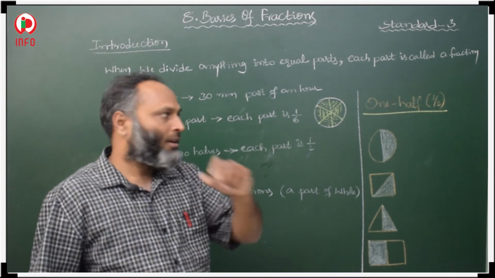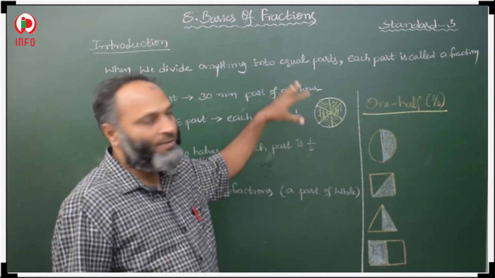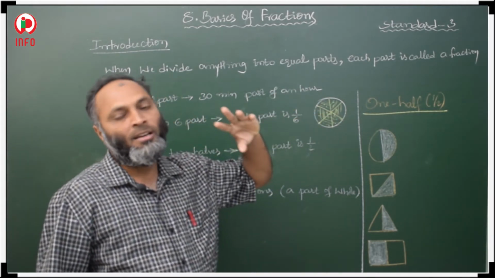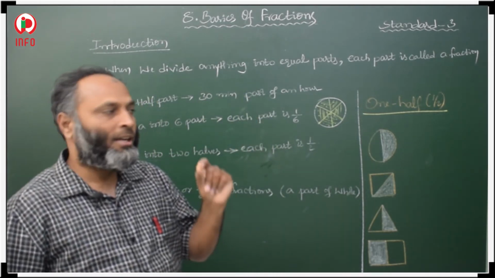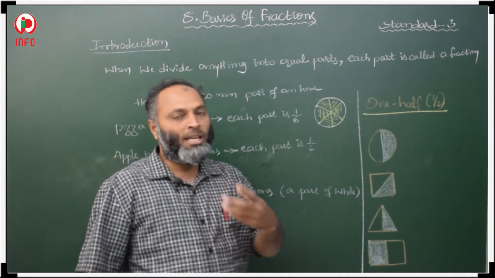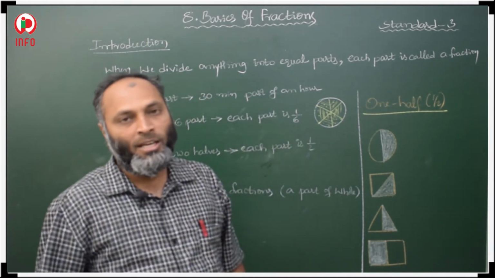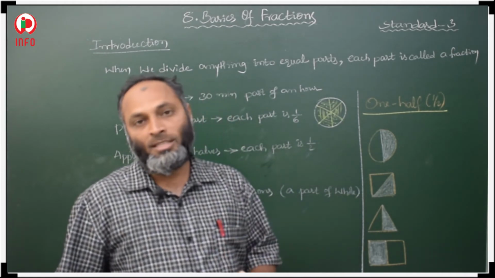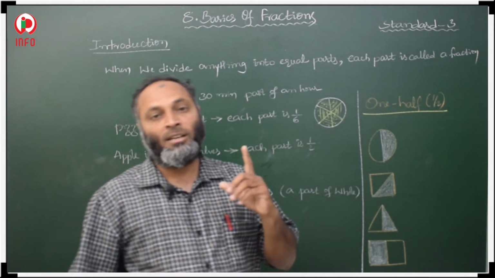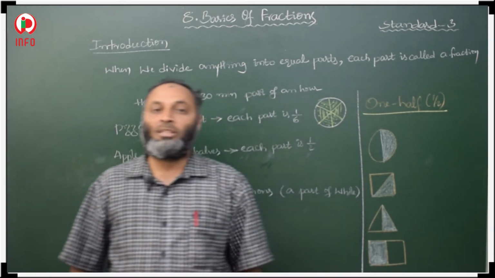Suppose in these 6 parts, 6 friends were there. Each friend ate one part, one piece. Then how to represent it as a fraction? Total how many pieces are there? 6 pieces. So 6 friends ate one piece each. Then how to represent it as a fraction?